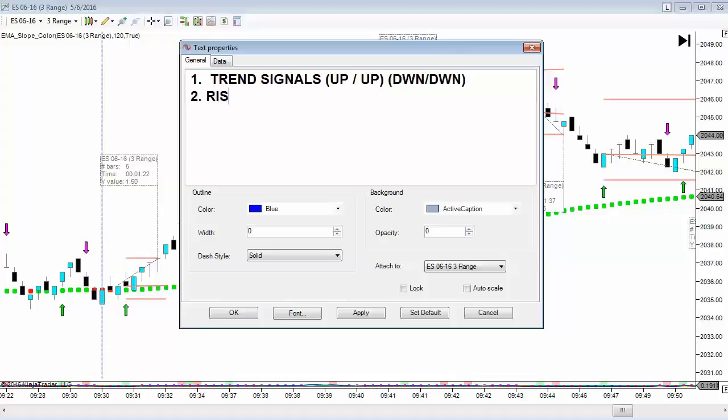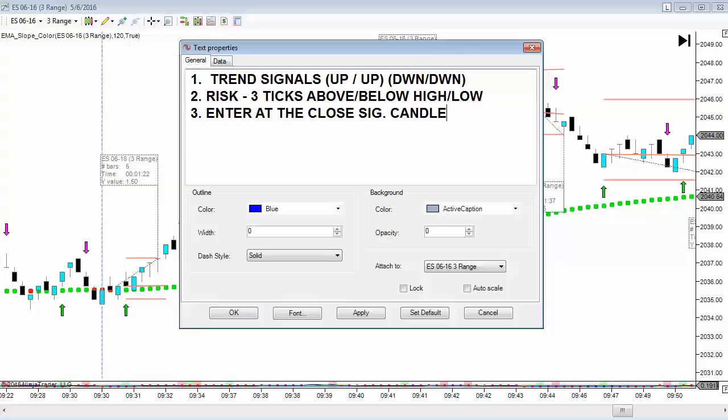Number 2, our risk is going to equal 3 ticks above or below the high or low of the candle. Again, we're kind of fixating on one number in our heads so we don't have to make these decisions on the fly. Okay, so number 3, we enter at the close of the signal candle. I'll show you what that means in a moment.